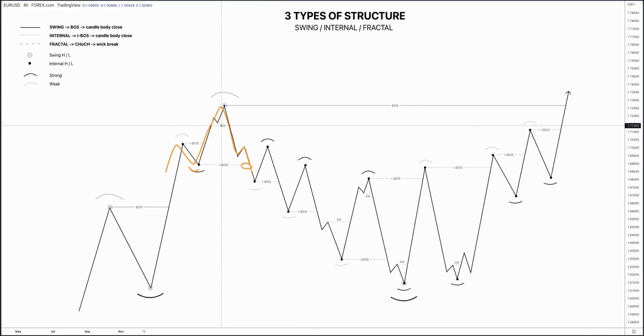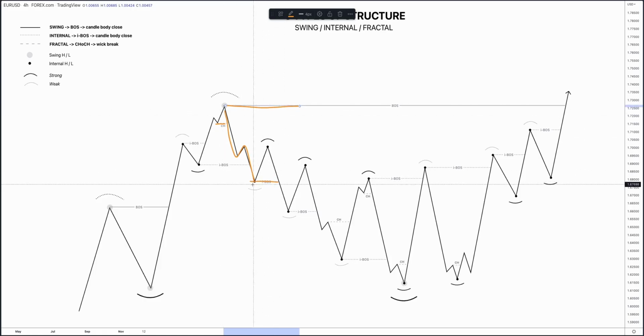So CHoCH signals the start and end of the internal pullback, and the IBOS signals the start and end of the swing pullback, okay? So we get the CHoCH, so we start the internal pullback, but it ends up breaking the internal higher low, so we get an internal break of structure. So now at this moment, this is the internal range we're trading between, right? This orange line and this orange line here, because this is the internal low and this is the internal strong high, right? That's a strong internal high because it broke the internal low, okay? So now the internal trend is bearish, the internal structure has shifted bearish.